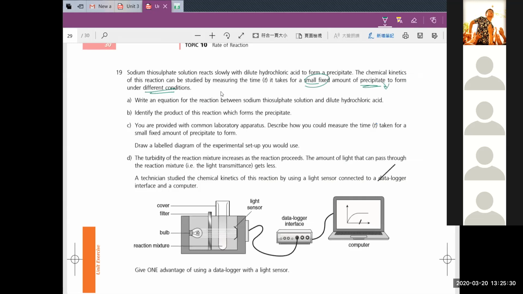Do you know what that precipitate is? If you know it, it may help you write down the equation, a very authentic equation that you need to write. Sodium thiosulfate, how to remember this one? Na2S2O3 (aq) plus hydrochloric acid HCl forms what products?